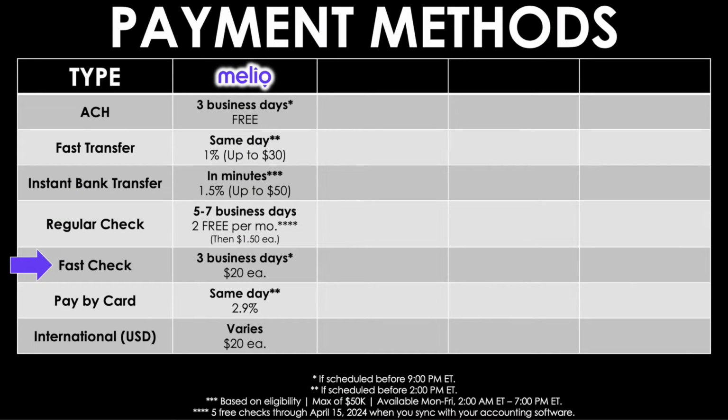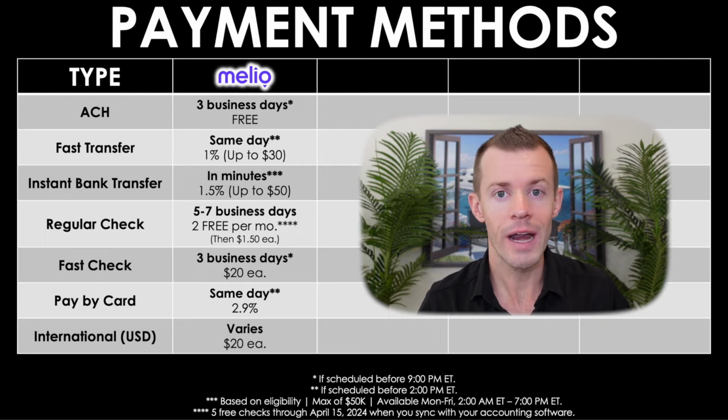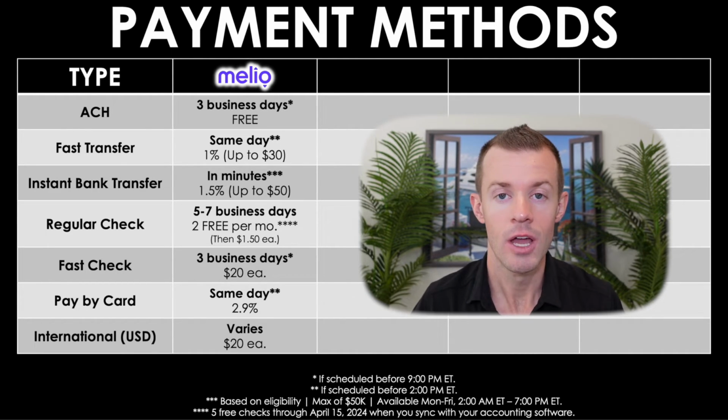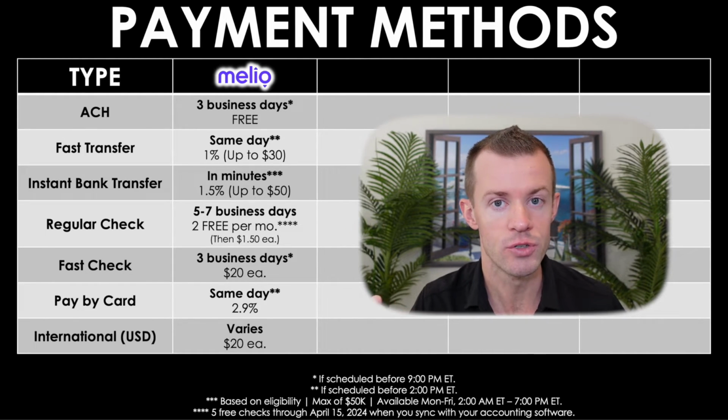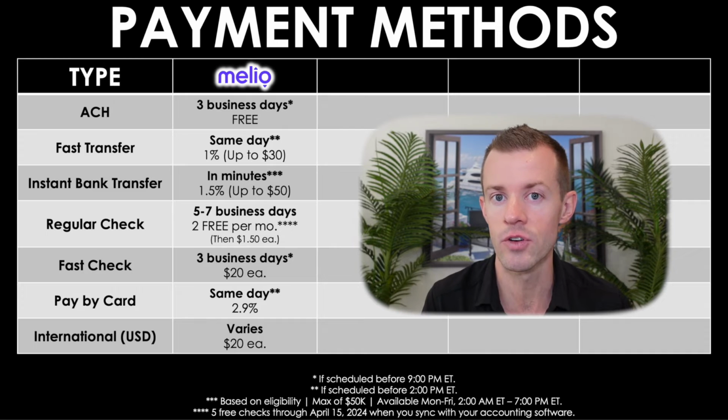There's also a fast check option for 3 business day delivery and a $20 flat fee for that. Or you can pay by card, that is your credit card, for same day delivery at a 2.9% fee, or do an international payment, and those can vary based on which method you choose, and those are a $20 flat rate fee for that. By the way, a lot of these end with some sort of an asterisk referring to the text there at the bottom of the screen, which pretty much gives you some more info about the cutoff times of when you need to submit your payment in order to have the delivery be on time.